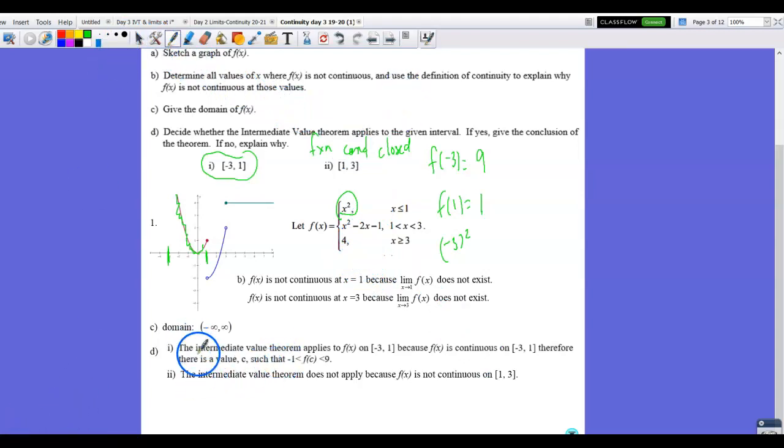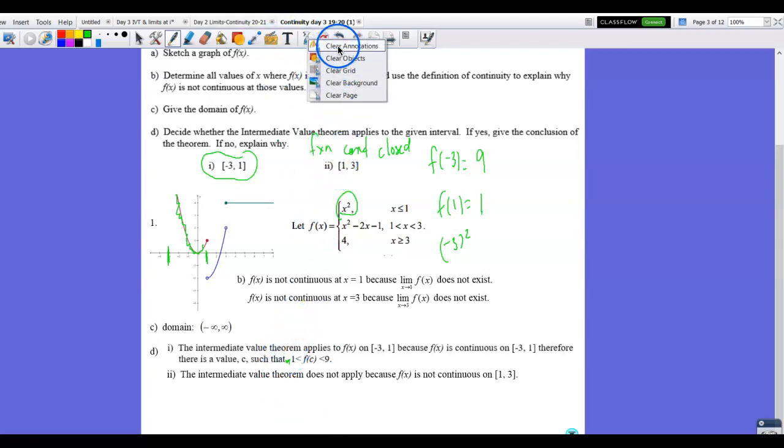Come down here and take a look at my write-up. The intermediate value theorem applies to f of x on the closed interval from -3 to 1 because f of x is continuous, and notice I specify the specific closed interval. Therefore, there is a value c, that's a value of x, such that, and this is a mistake, this should be +1, such that all of the y values between +1 and +9 are included. You have to pass through every y value from 1 to 9. So there's an x value that generates those particular y values.